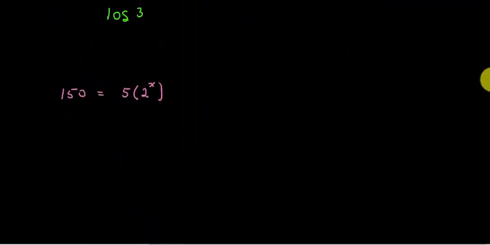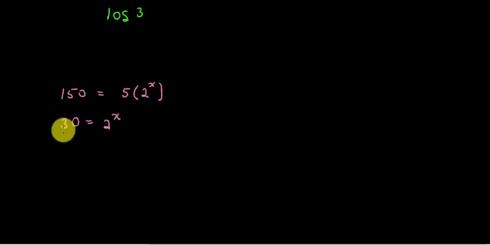Okay, so let's go down here and do another one. So here's one. Let me do this in purple. Here I have 150 is equal to 5 times 2 to the power of x. So it's just the 2 that's to the power of x, okay? And we want to solve for x. Well, the first thing I could do is divide both sides by 5. And 150 divided by 5 is going to give me 30. So I have 30 is equal to 2 to the power of x.